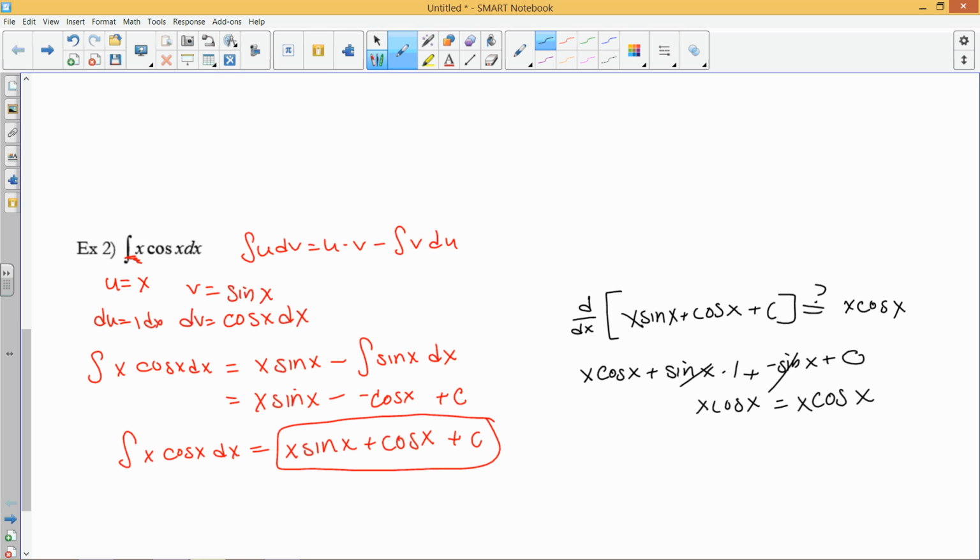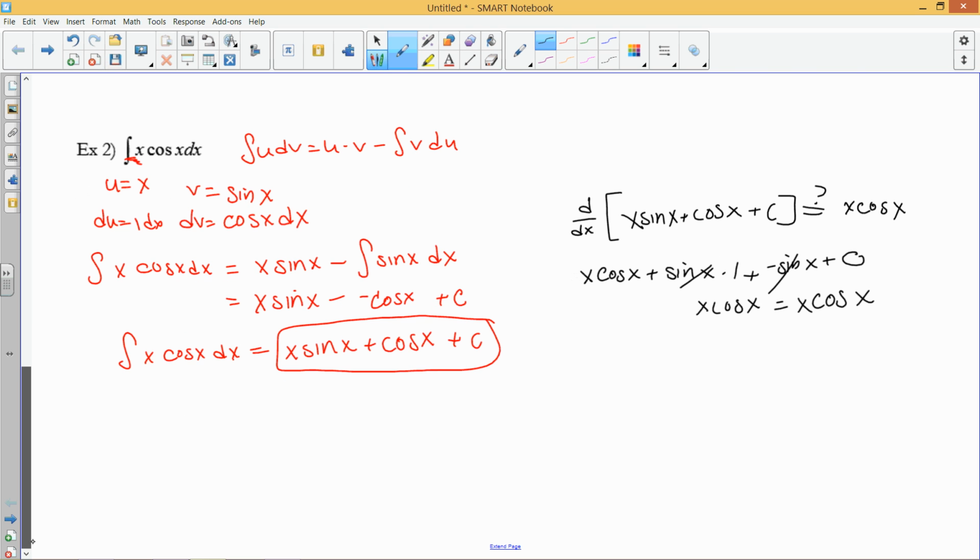So, one more time, integration by parts. You separate it and call one part of it u and the rest of it dv, and then you use the integration by parts formula. All right, turn the page. We're going to do the back.